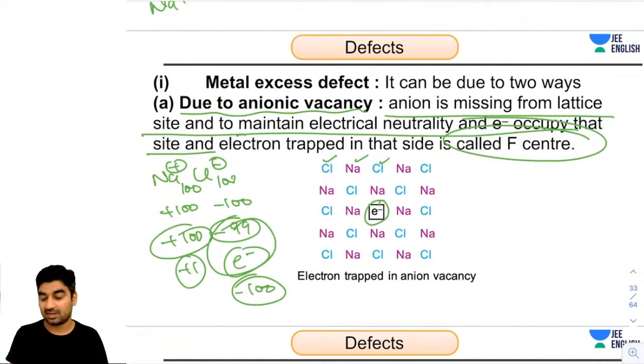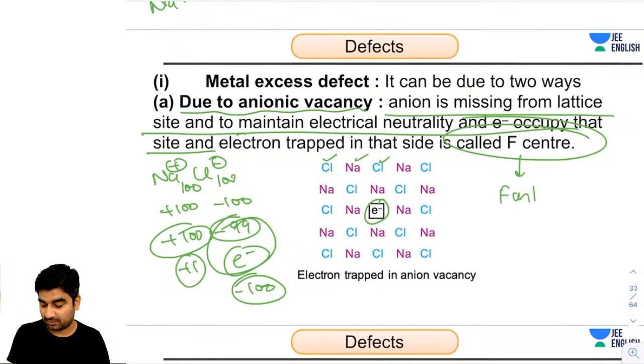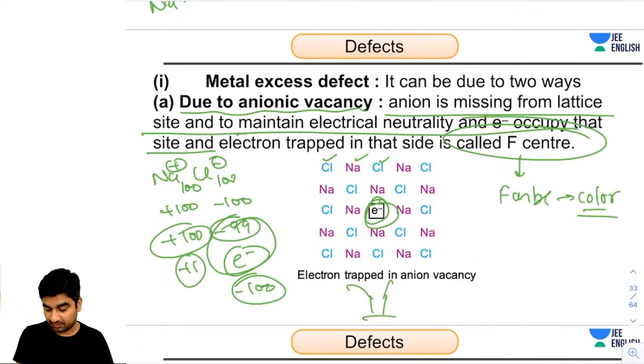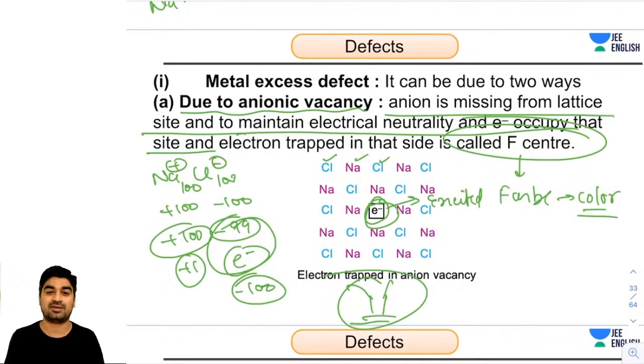Why F center? It's from a German word, Farbe, which means color. So due to this electron, this crystal will show different colors. Why? When you heat it, this electron will get excited, and once you stop the burner, this excited electron will come back to the ground state, and when it does, it will emit electromagnetic radiation, due to which it will show different colors.